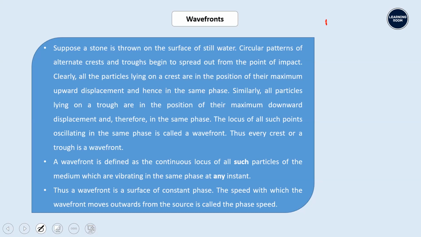Right? So when I see it from the side, in this view, I'll be able to see these kinds of waves. When I say these kinds of waves are defined, the topmost point is technically called a crest, and the bottommost point is called a trough. So what they're trying to say is, read this point. Clearly, all the particles lying on the crest.